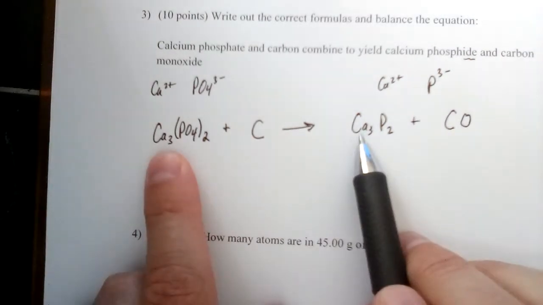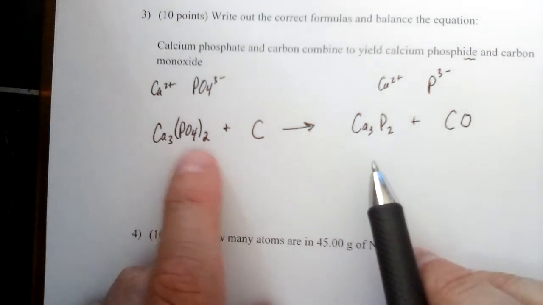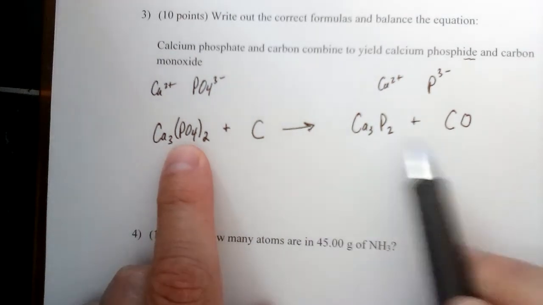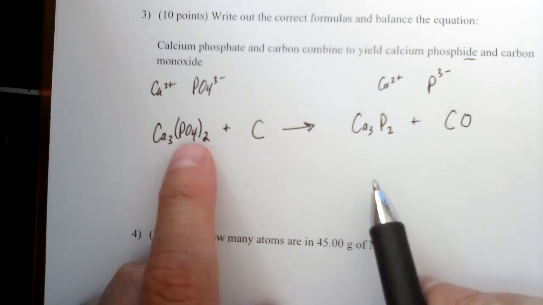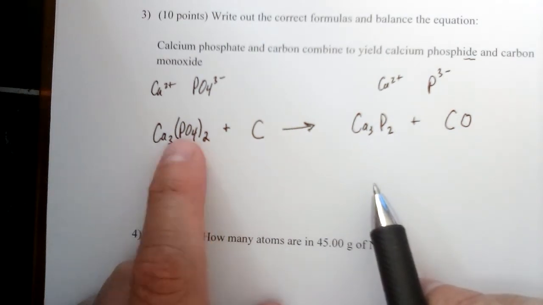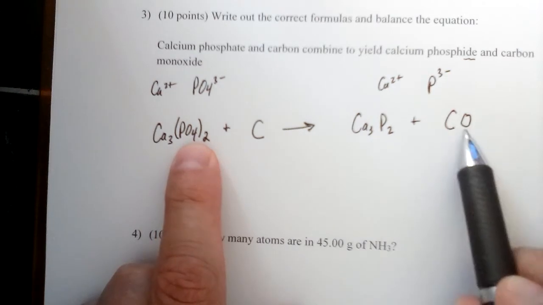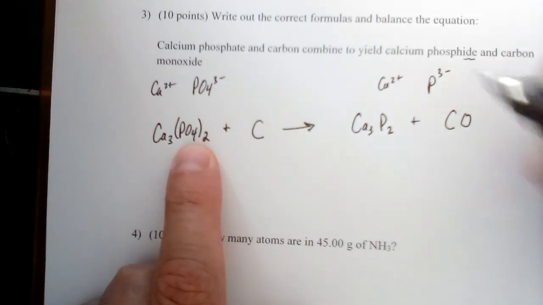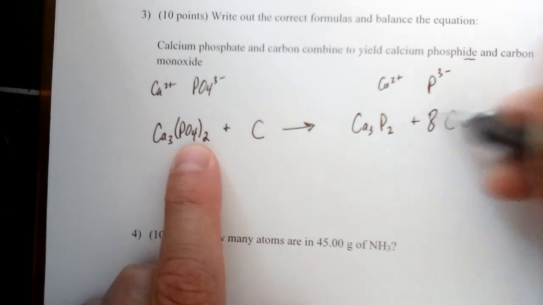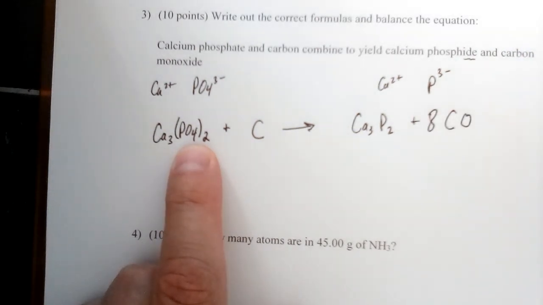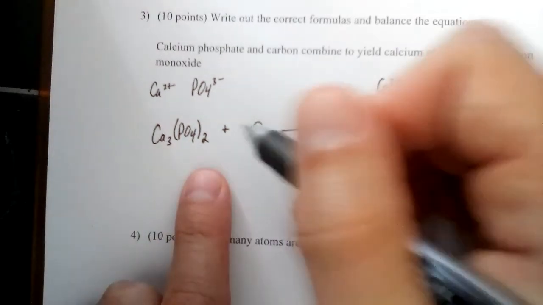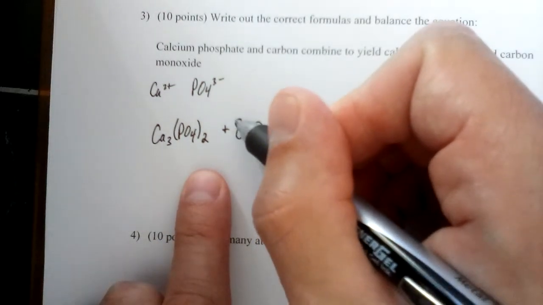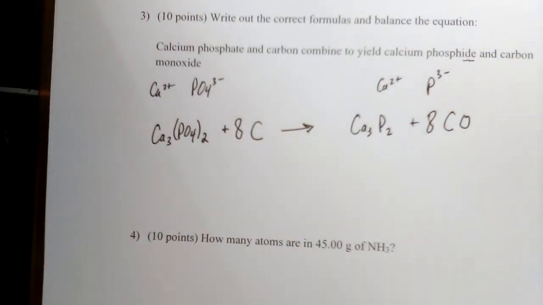So 3 calciums on each side, that's fine. There's 2 phosphorus here in phosphate and 2 here in the phosphide version, that is fine. But there's 8 oxygens here from 2 phosphates. We need to have 8 oxygens over here. Oxygen is only present in the carbon monoxide, so that would mean we need an 8 in front of carbon monoxide. And putting an 8 in front of carbon monoxide means we need an 8 back here in front of carbon. But once we do that, the equation is balanced.